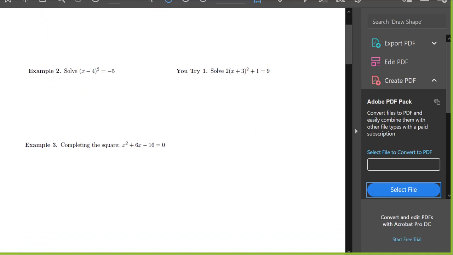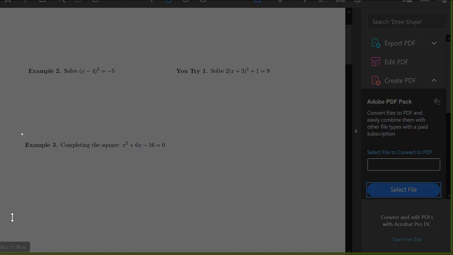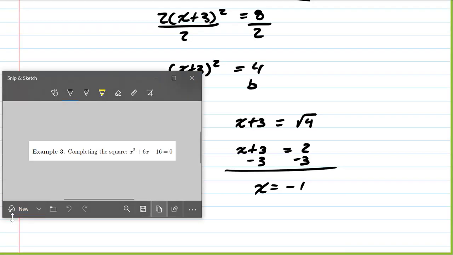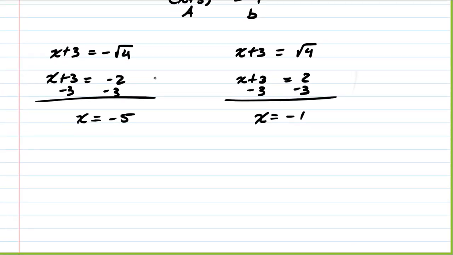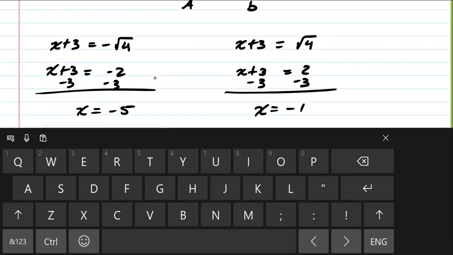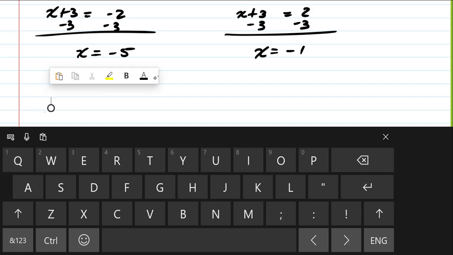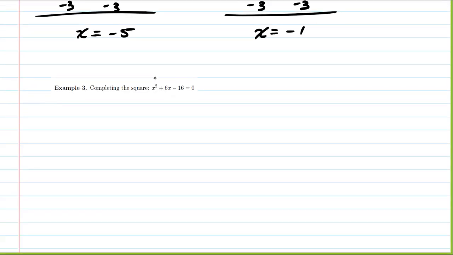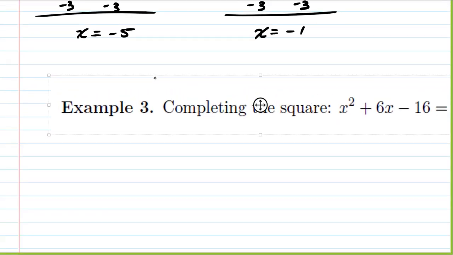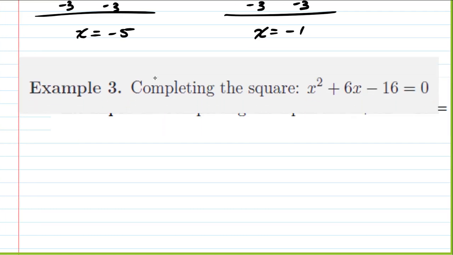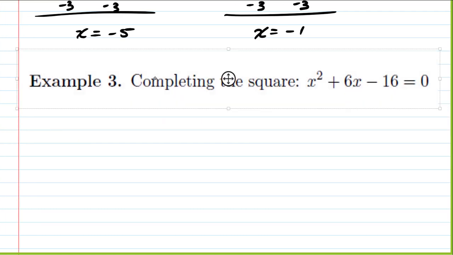All right. So now the next thing we want to talk about is an algorithm that is interesting and definitely has some uses, as we will see. And it is called completing the square. So we wish to complete the square on x squared plus 6x minus 16 is equal to 0.